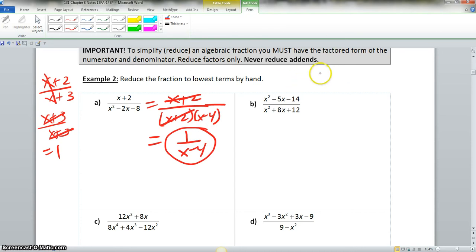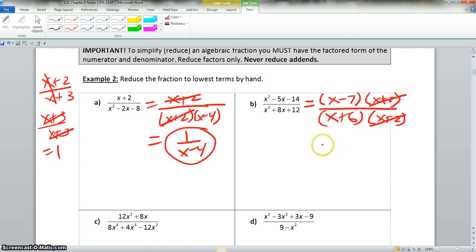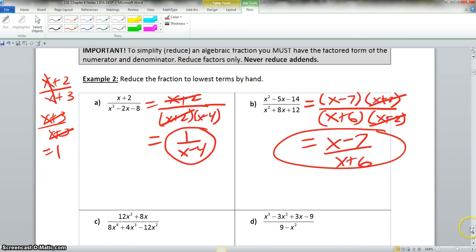Now we go here to b. Our numerator factors out to x minus 7 times x plus 2, all over our denominator, which factors to x plus 6 and x plus 2. These x plus 2's simplify out, and we're left with x minus 7 over x plus 6.